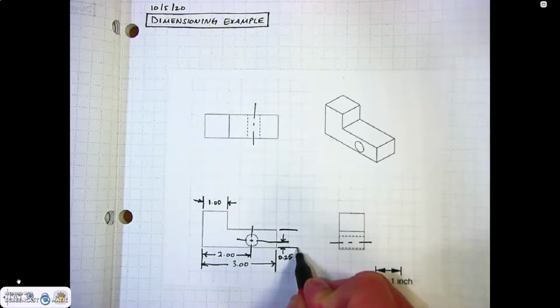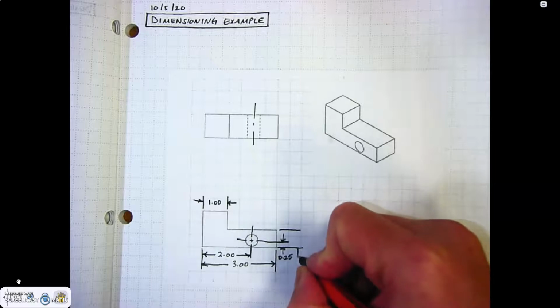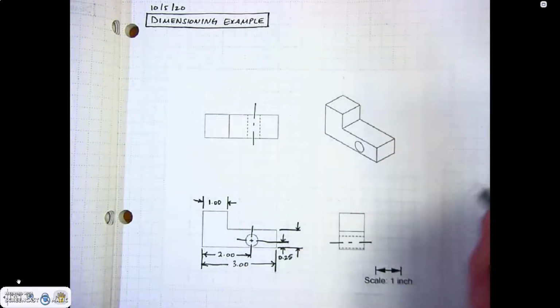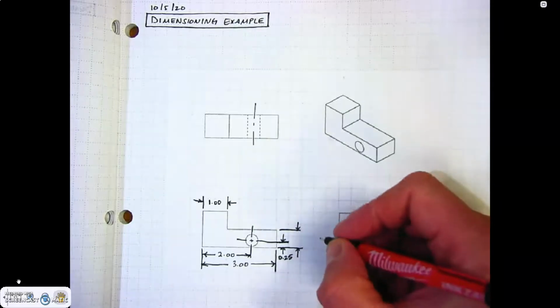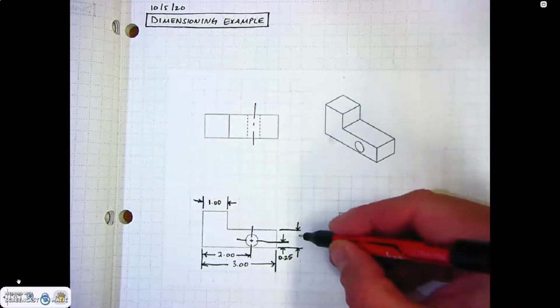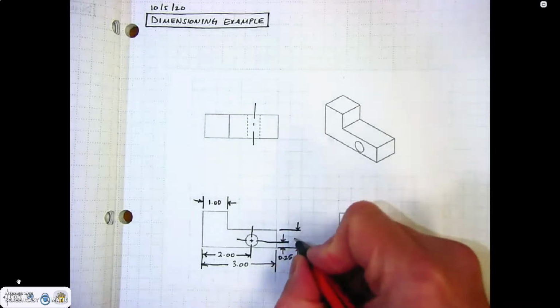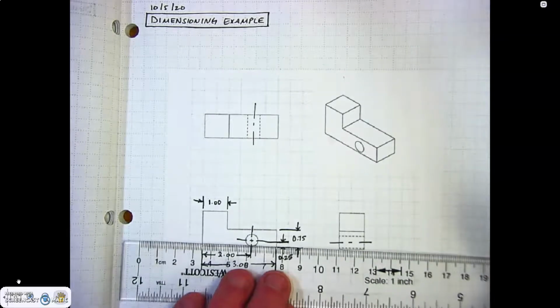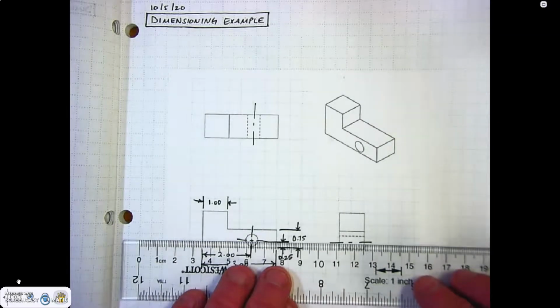So I'll draw my extension lines over, put in my dimension lines, and then put in my dimension. And so it looks like that feature is 3/4 of an inch. So I'll put in 0.75.